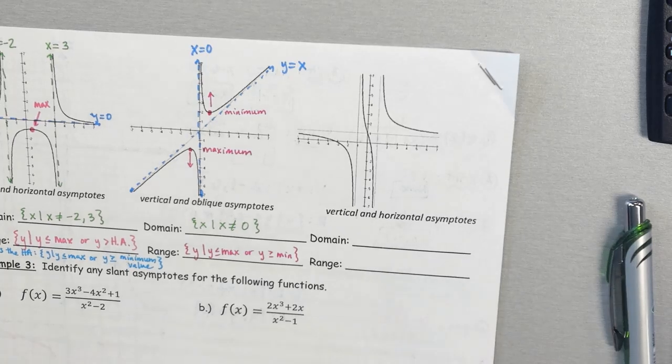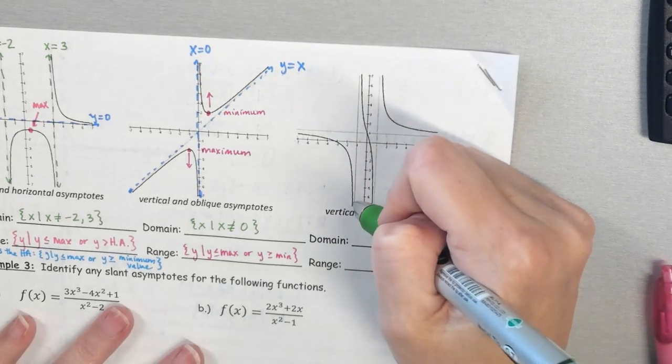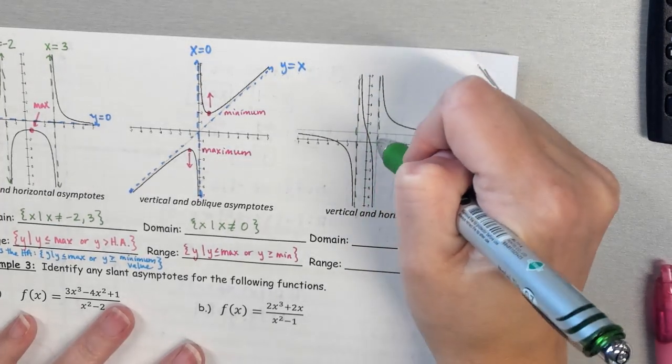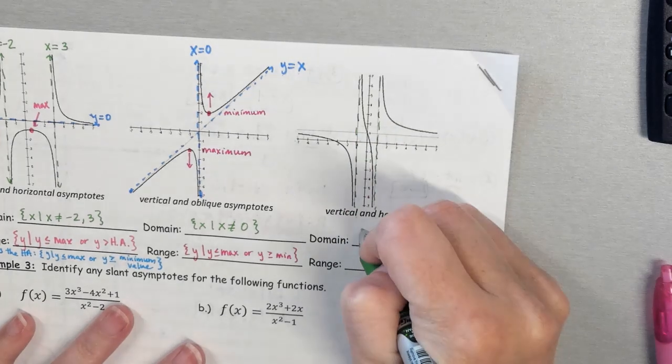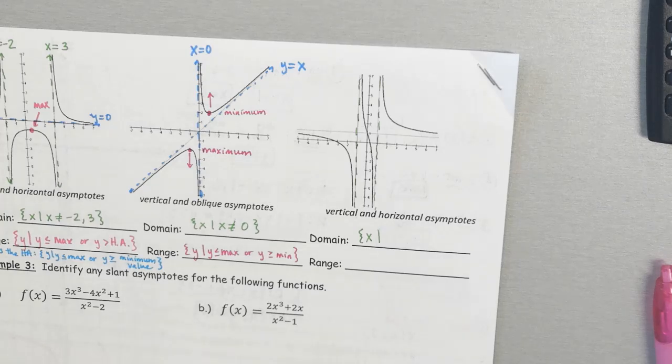Okay, and the last one is if you have both horizontal and vertical. So again, we're going to find those vertical. You guys write what your x is going to exclude, and then I want you to write what the range is based on what we've done today.